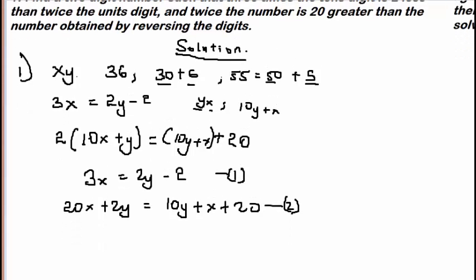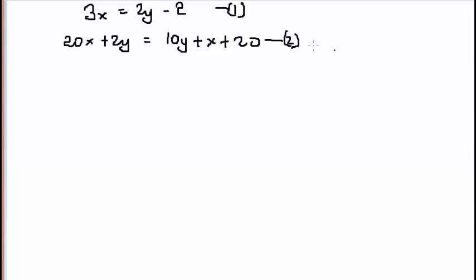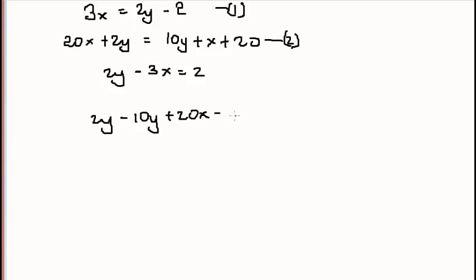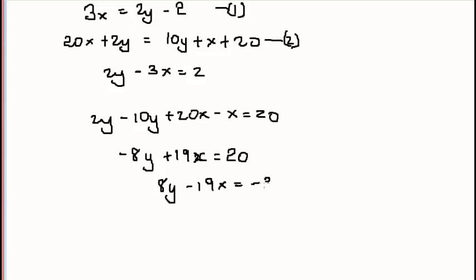Okay, let me just turn this the other way around. This becomes 2y minus 3x equals 2. And for this other one, I have 2y minus 10y plus 20x minus x equals 20. I can also have this to be minus 8y plus 19x equals 20. Let me take this to the other way. It becomes 8y minus 19x equals minus 20. That's if I bring this here and I bring 20 to the other side.